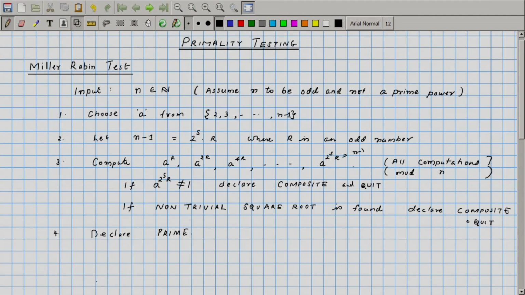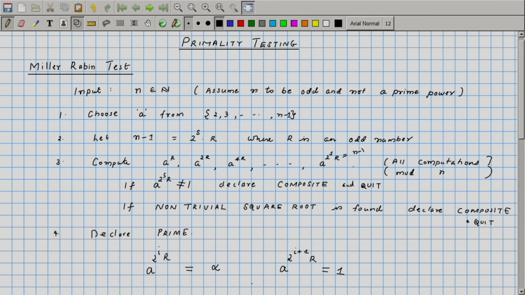to n minus 1 must be equal to 1, and a prime number must not have any non-trivial square root of unity. Non-trivial square root of unity means we found some number such that A raised to 2 to the I times R is equal to, let us say, alpha, where alpha is not equal to plus or minus 1, but A raised to 2 to the I plus 1 times R is equal to 1. This would mean that alpha is a non-trivial square root of unity.